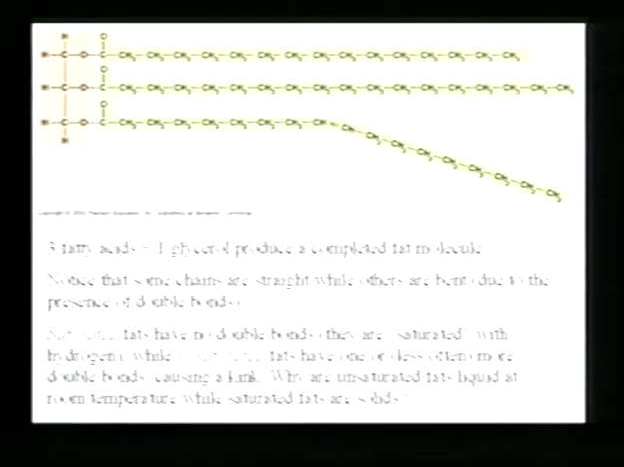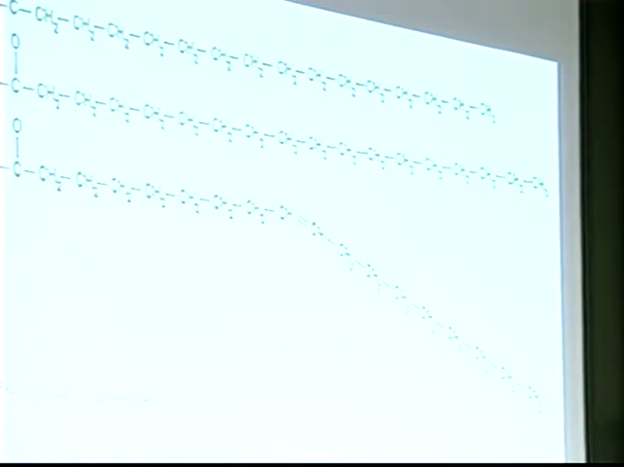All right, well, the reason for this is because of this kink that's introduced. If this was a straight chain, okay, then this molecule could pack very closely to another one like it. Whereas if you have a kink in here, it introduces a little bit of a space between this molecule and the next one that would pack into it.